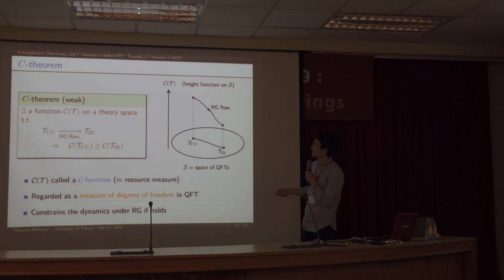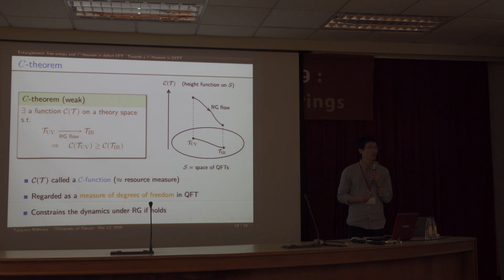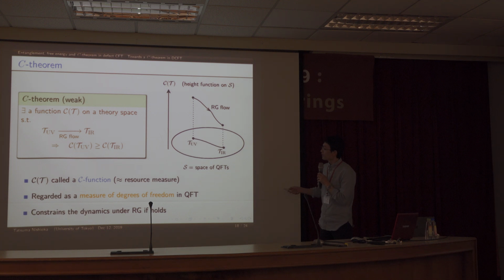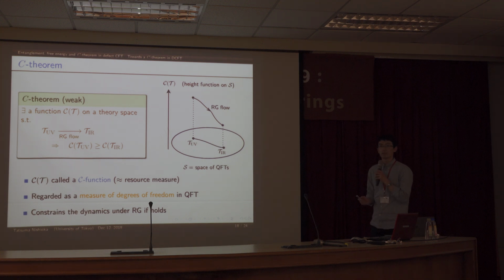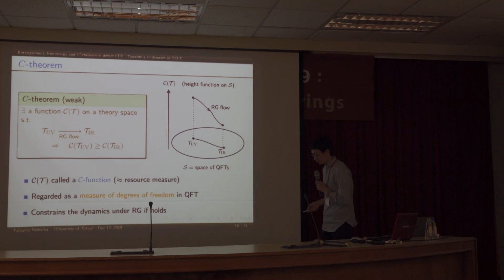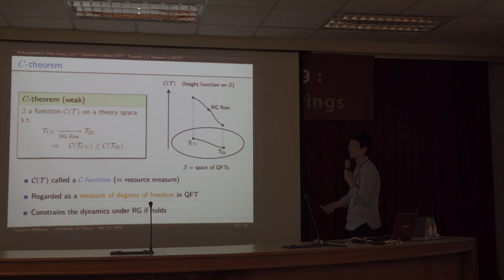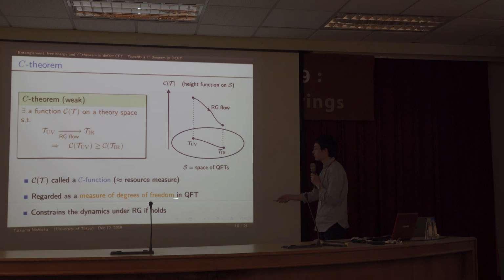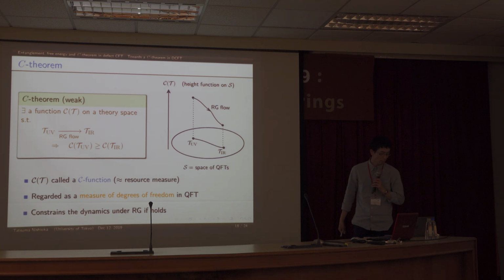And of course, it's very hard to find such a function because you have to construct a universal function on the space of QFTs. So this is a highly non-trivial statement. But if such a function exists, then you can regard it as a measure of degrees of freedom in QFT. Intuitively, if you go to the higher energy scale, then there are more and more degrees of freedom. But if you go to the infrared, then massive degrees of freedom decouple from the theory. So the number of degrees of freedom is supposed to monotonically decrease.